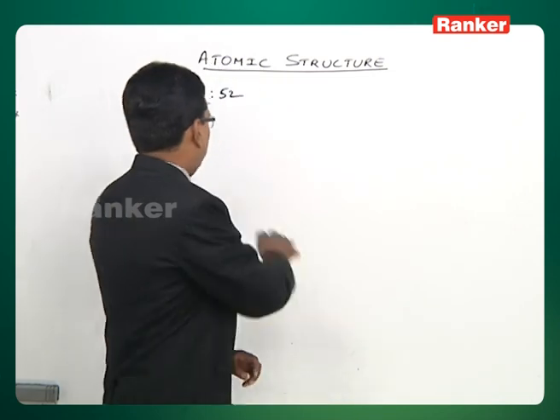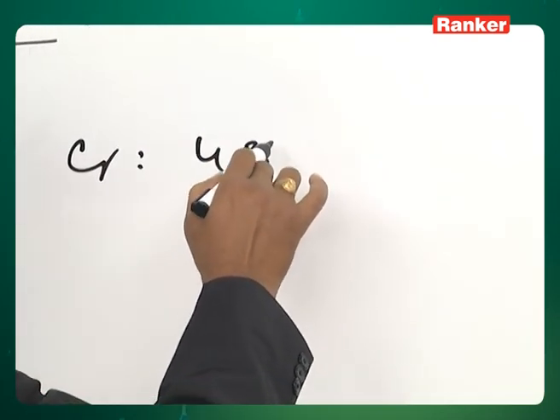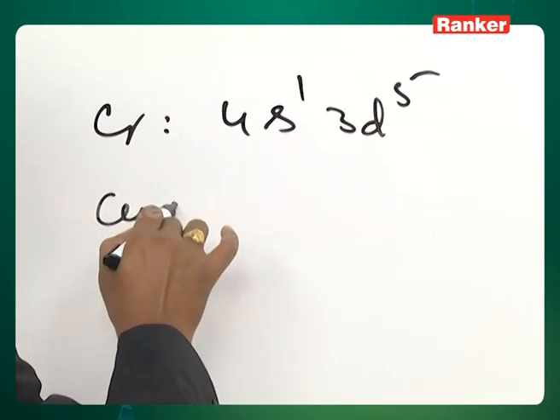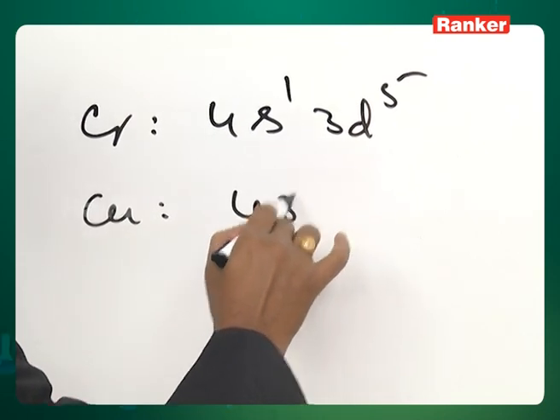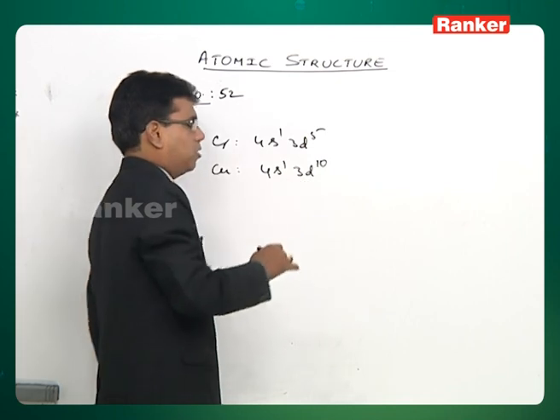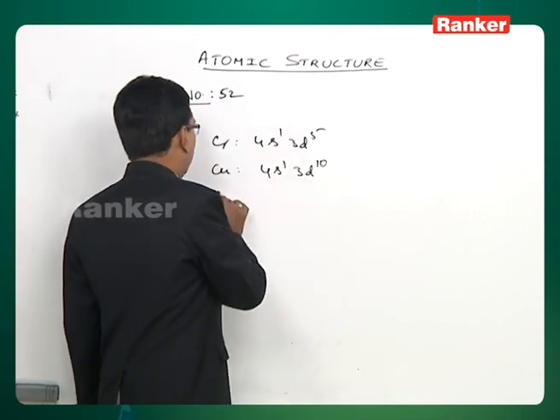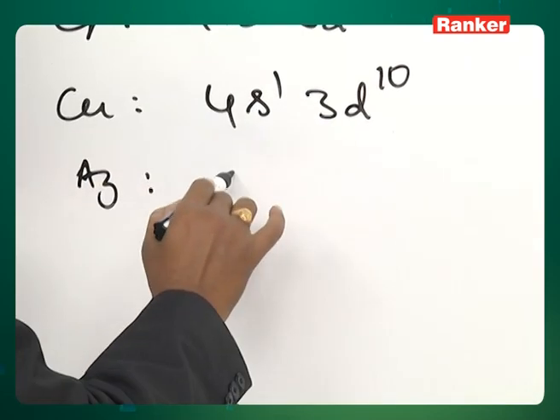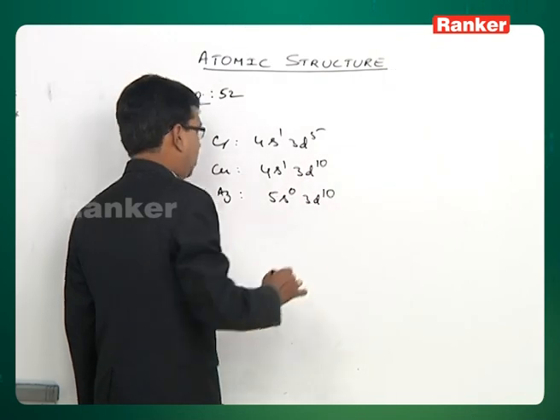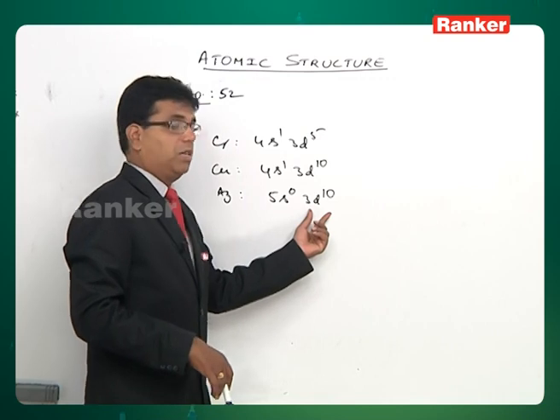In chromium, instead of 4s completely filled, we have 4s1 3d5 due to the half-filled configuration. And in copper, instead of 4s2, we have only 4s1, but it is 3d10, which is normally supposed to be 4s2 3d9. Again we have an exceptional 4s1 3d10, and for silver again we have 5s1 4d10 is what we have. So for the exceptional configurations, with 5s half filled, here we have a completely filled d subshell.